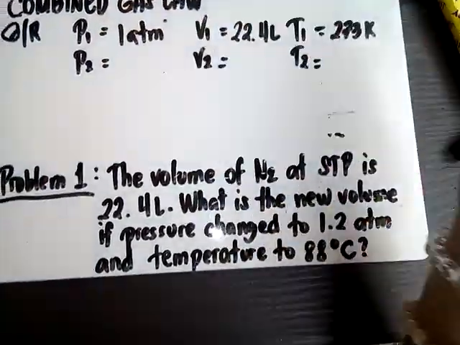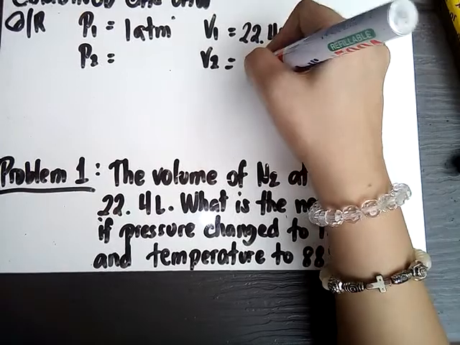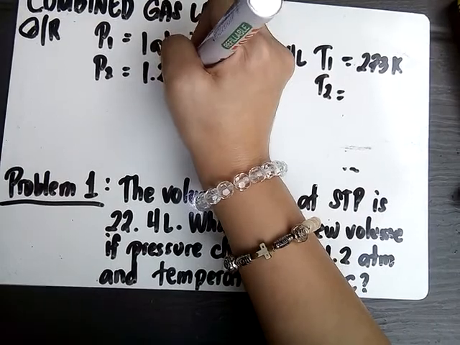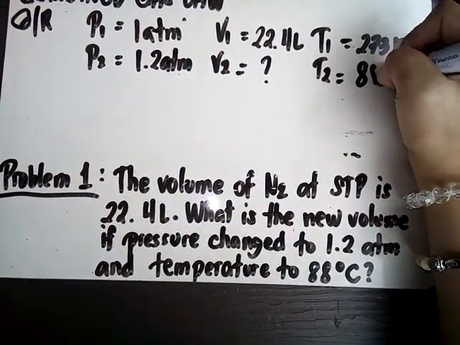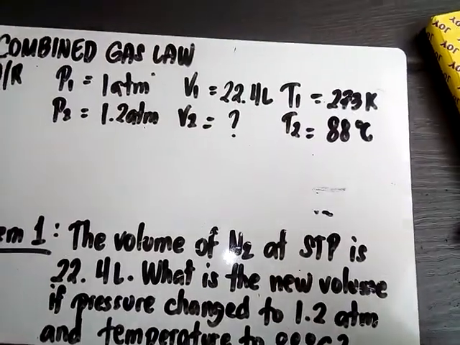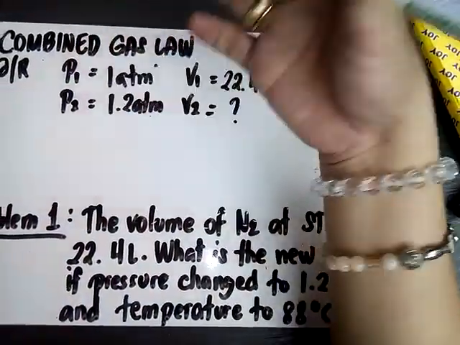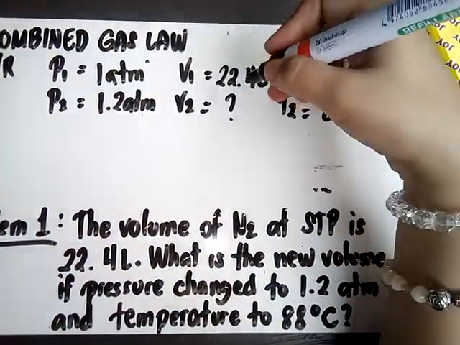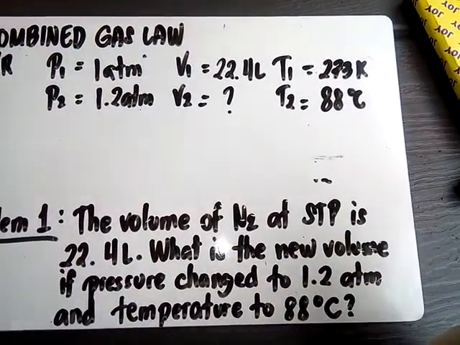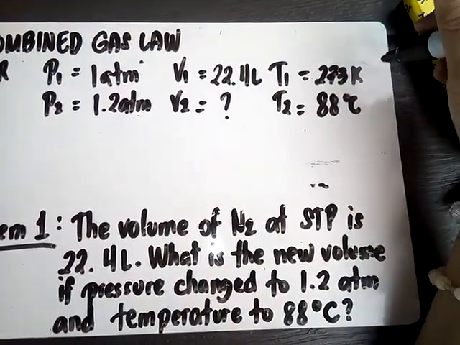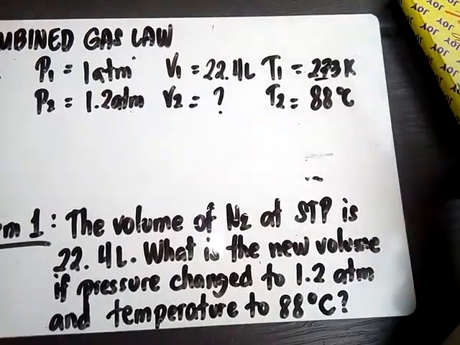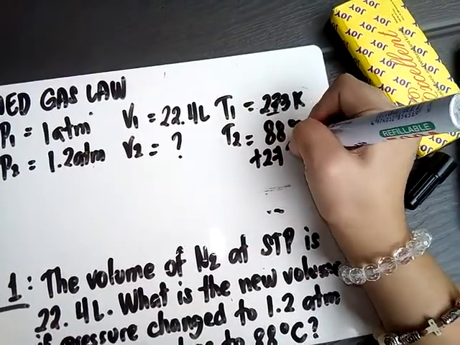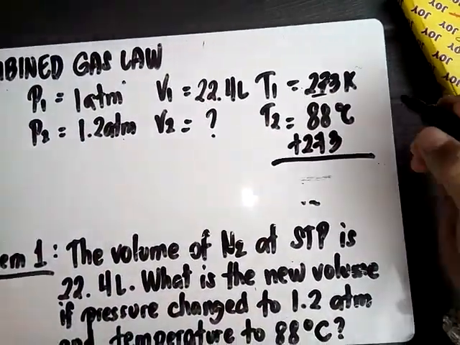Our P2 is, what is the new volume? So V2 is what we're looking for. Changed to 1.2 atm, so that is our new pressure. And T2 is 88. Now, we have to make sure that our units are consistent. For pressure, we have no problem, our units are both in atm. For volume, we assume that our answer will be in liters. However, for temperature, we have to be consistent. T1 is in Kelvin, so 88 should be in Kelvin also. So you just add 273. So T2 is equal to 361.